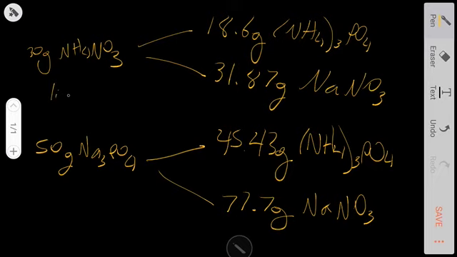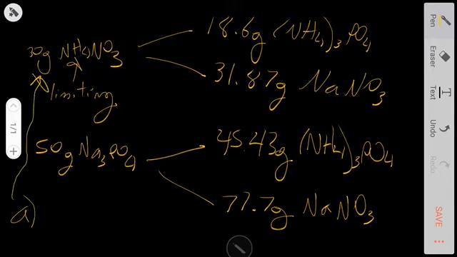Reagent is a fancy word for reactant. So this is what's limiting me. So that's my answer for A. A is asking you, what is your limiting reagent? Well, I got it. B is saying, what is the maximum amount of each product that can be formed?